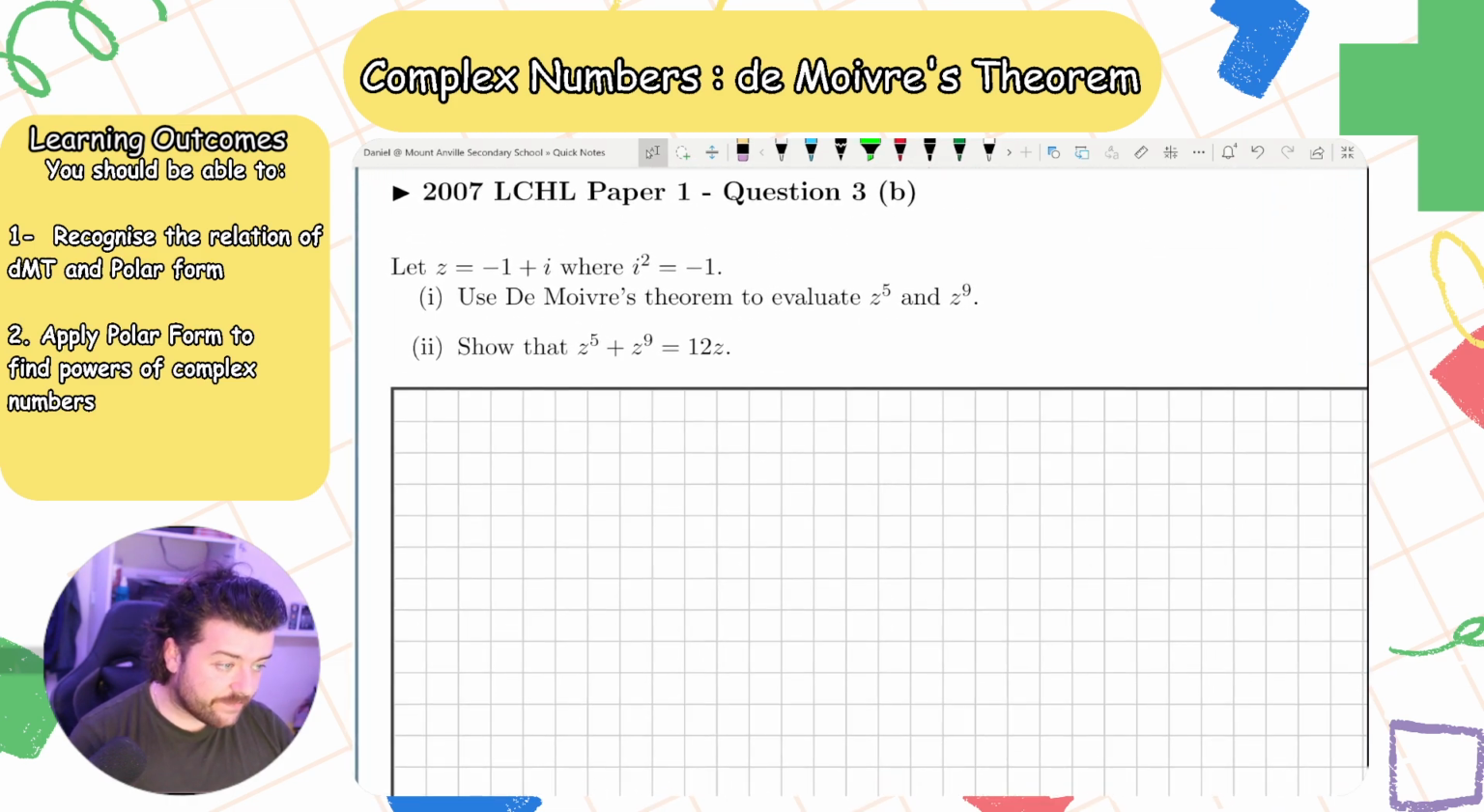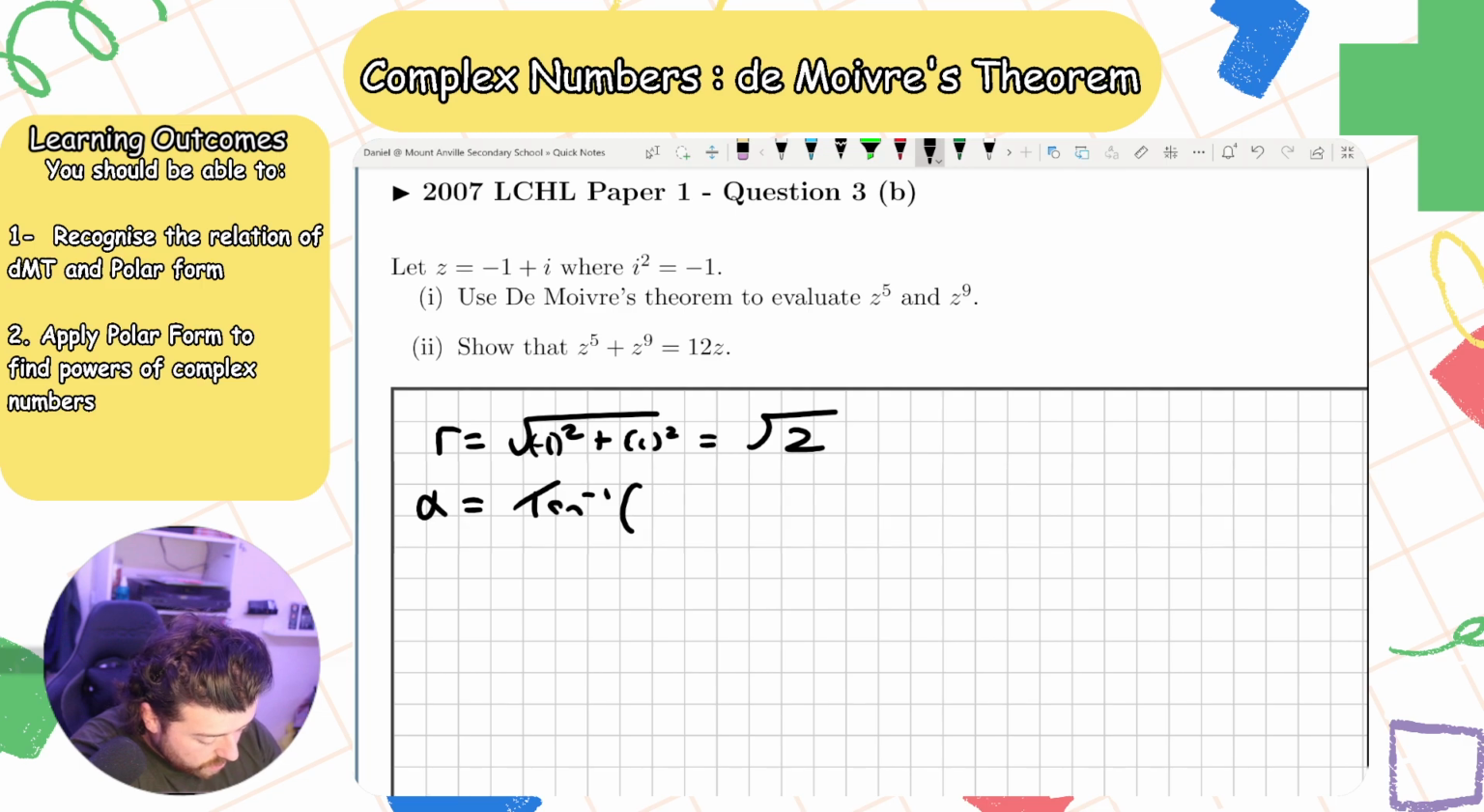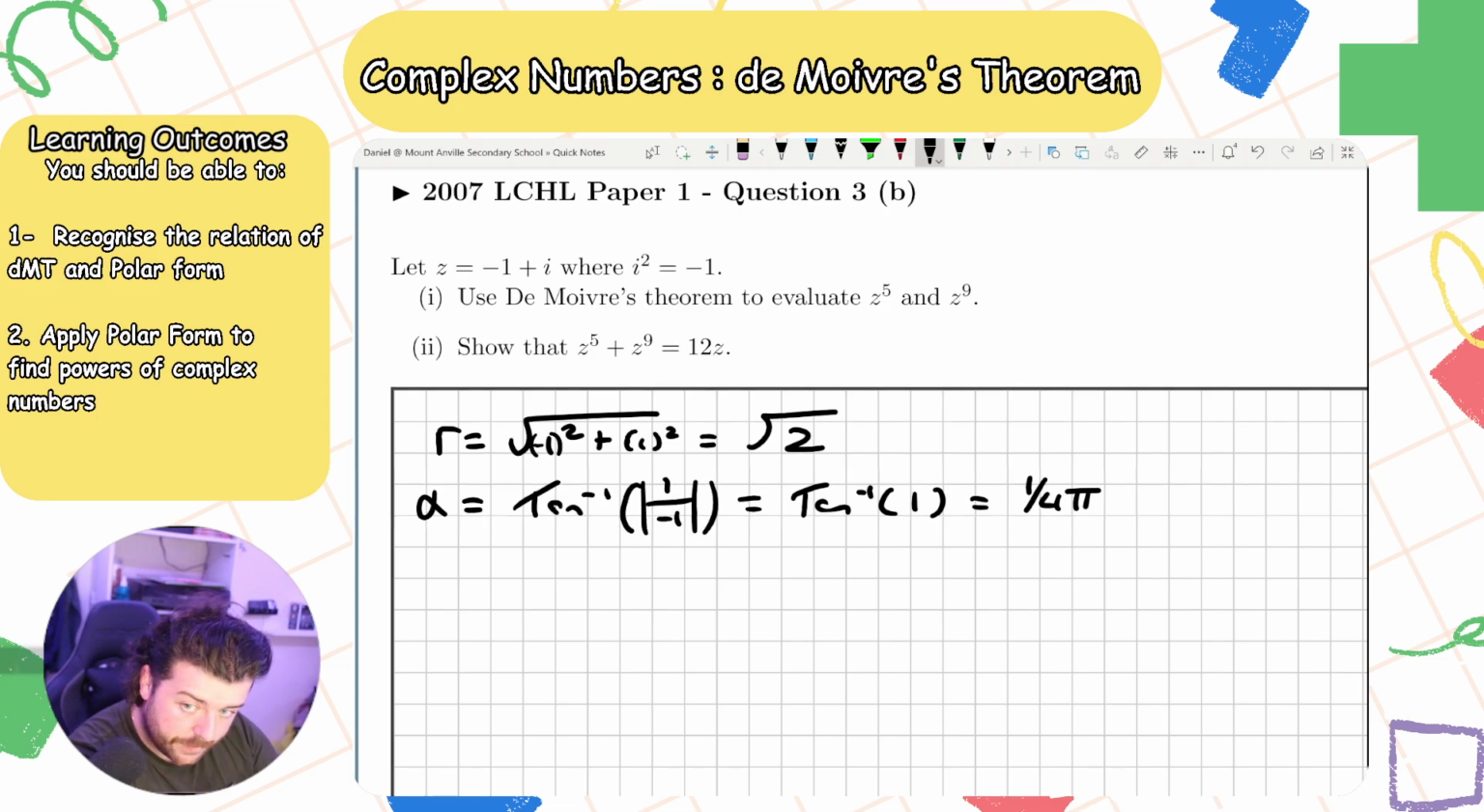This is 2007. So use the Moivre's theorem, evaluate z to the power of 5 and z to the power of 9. So again, modulus is equal to the square root of 1 squared plus minus 1 all squared, which is equal to root 2. Then my reference angle is going to be equal to tan inverse of the absolute value of 1 over minus 1, which is just tan inverse 1, which is equal to pi over 4.